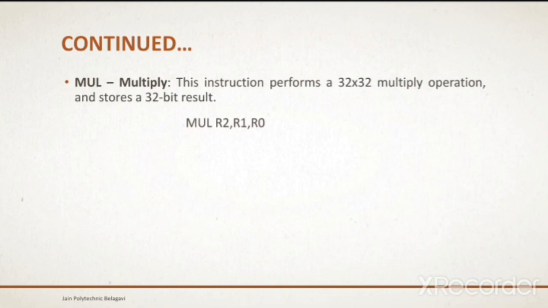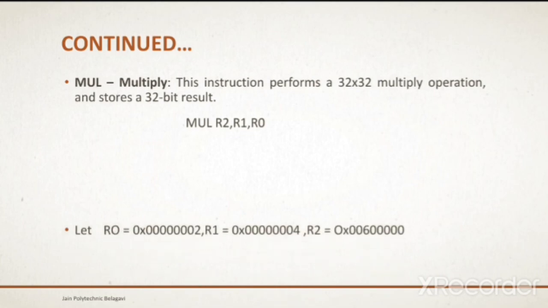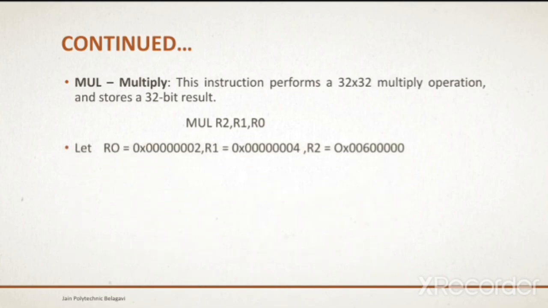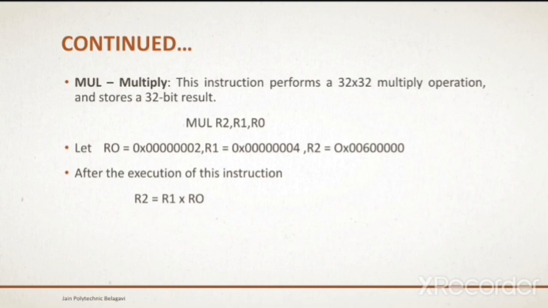MUL R2, R1, R0. Let R0 be equal to 0x00002, R1 equal to 0x00004, and R2 equal to 0x600. After execution of this instruction, R2 will be equal to R1 times R0. So, after multiplying R1 into R0, we get R2 as 0x0008.